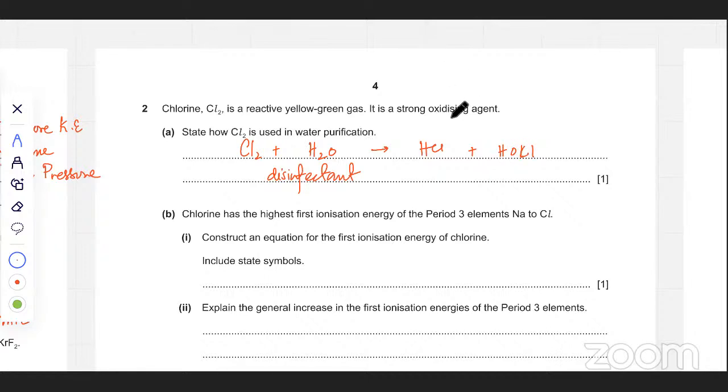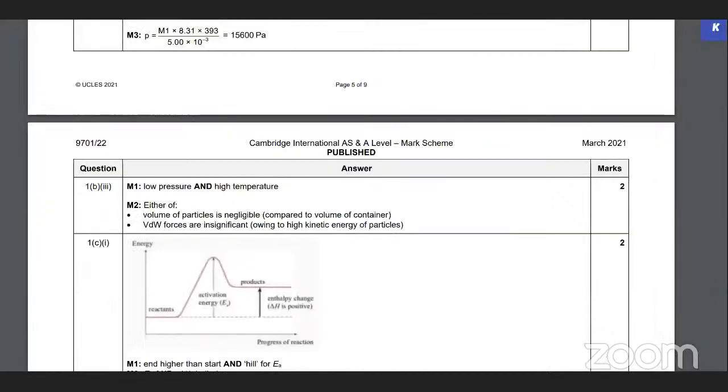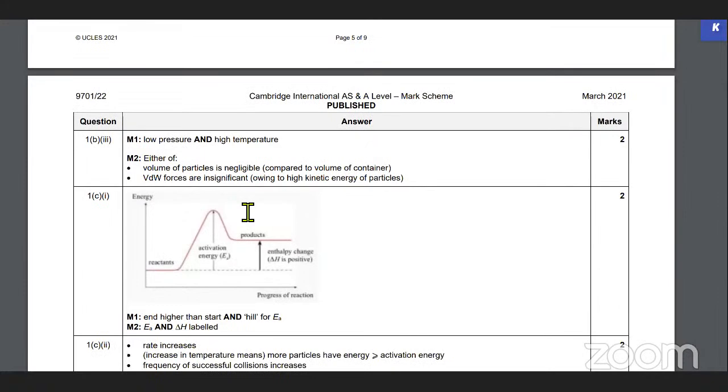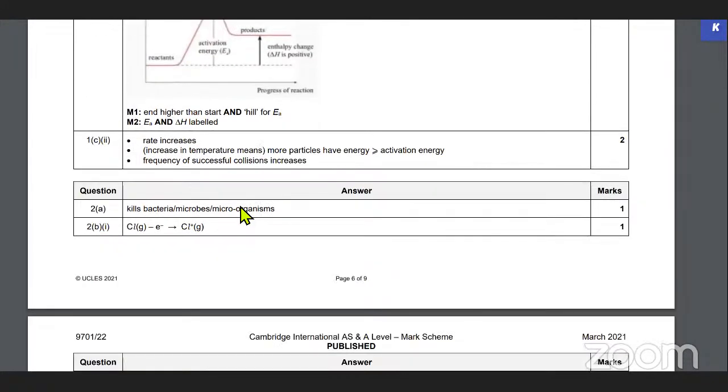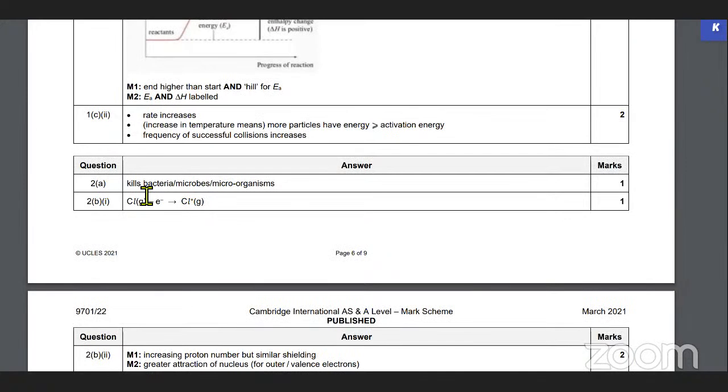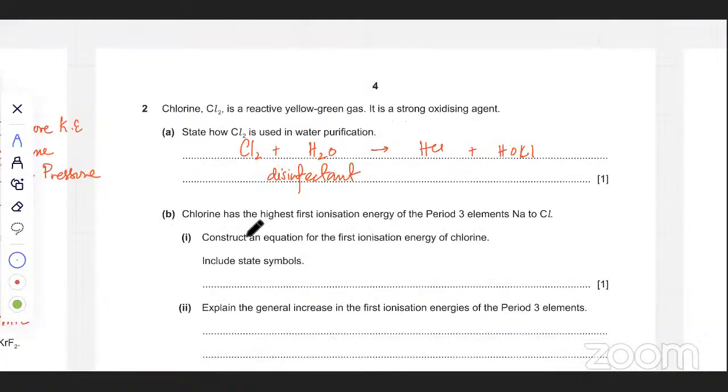So it's a disinfectant. Just to be clear, I have some doubts. It's a one mark question, so I don't know what exact one mark they're looking for. So we can have a quick look. The answer was just kills bacteria. That's it. Just one mark. No further information was required.